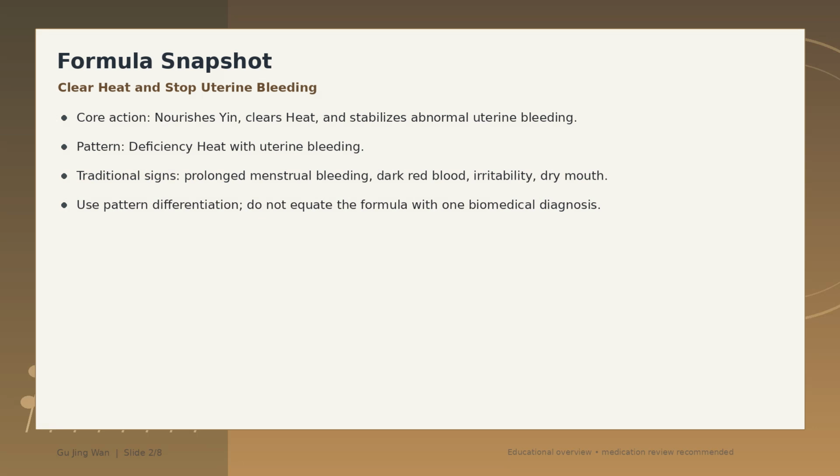Typical clues include prolonged menstrual bleeding, dark red blood, irritability, dry mouth, red tongue, and rapid pulse. These findings are not all required, and the same biomedical diagnosis can present with different Chinese medicine patterns. Conversely, these traditional signs can arise from multiple biomedical conditions. That is why pattern differentiation and conventional red flag screening should occur together.